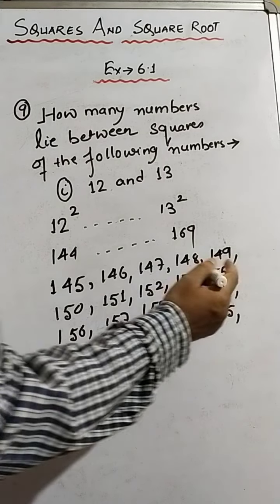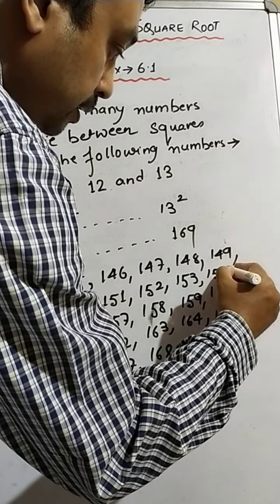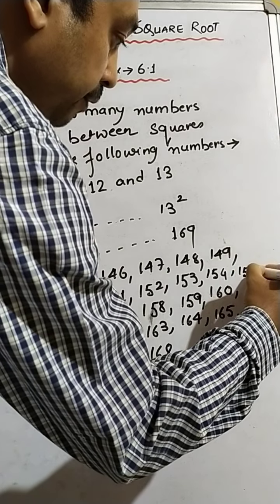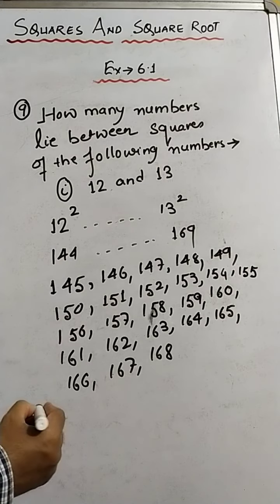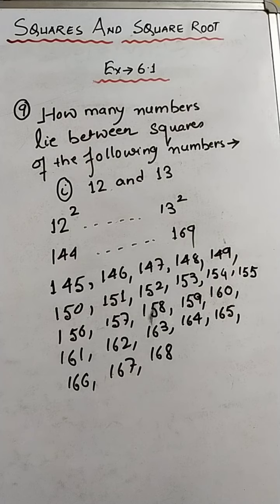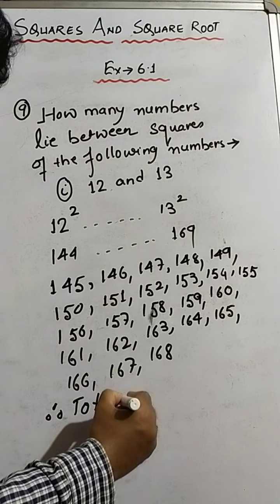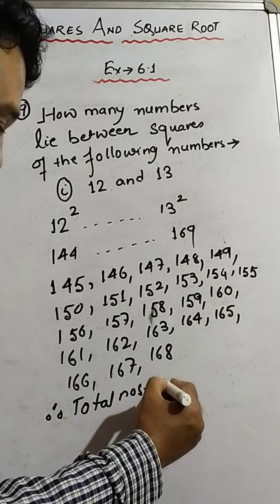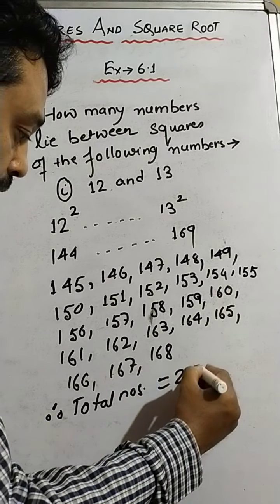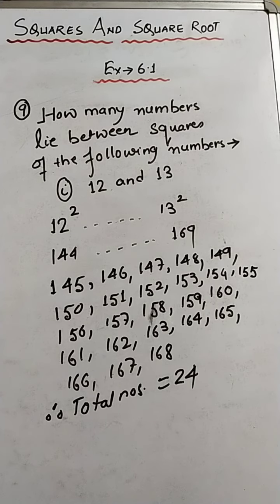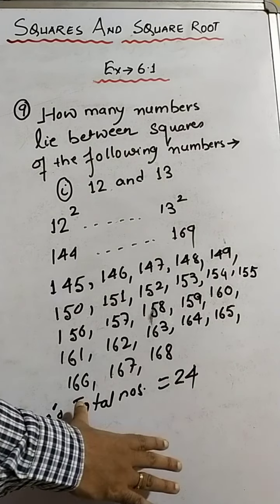Okay, I missed out 154 here. This is 154 and it would be 155. In this case, total numbers would be what? Therefore, total numbers equals to how much? 24. So this is a long route, students. This is a long way of doing it.